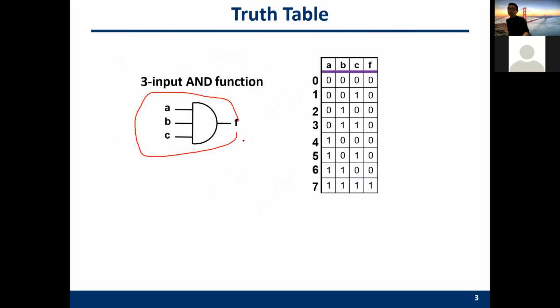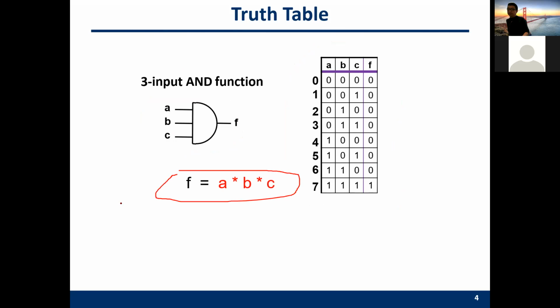And sometimes you can have a 3-input AND gate, and then you also have a truth table. And of course, you can break this single 3-input AND gate into multiple 2-input AND gates. So this is the Boolean algebra to express this gate, and this is the truth table.